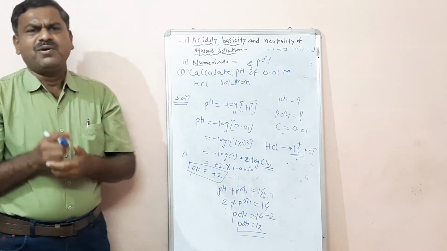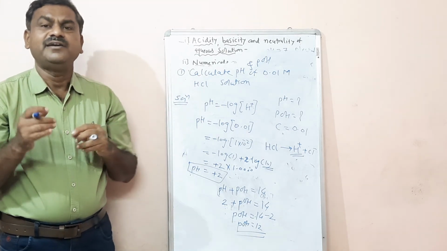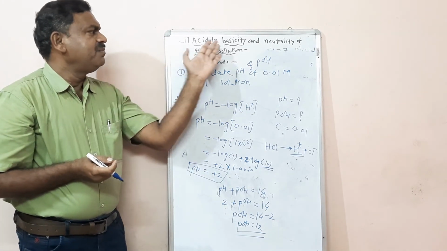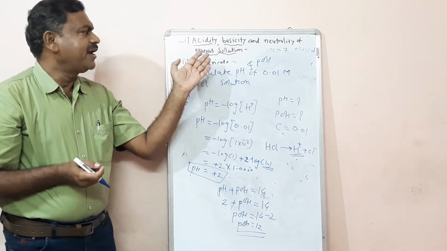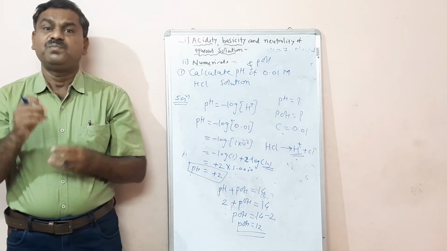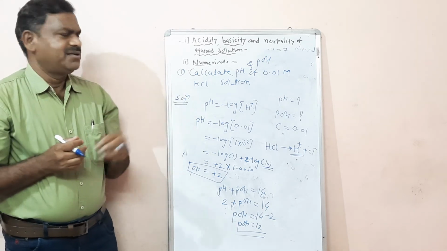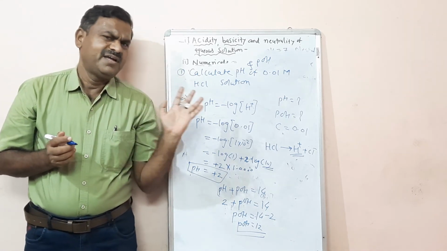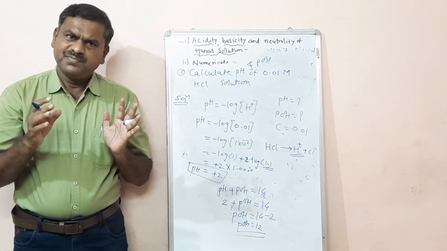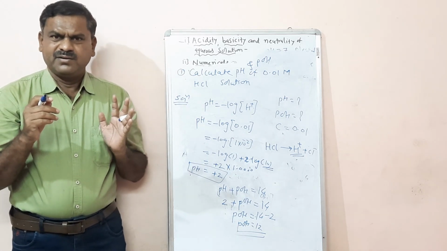Okay, now this is about the numerical based on pH and pOH. This covers the acidity, basicity, neutrality of aqueous solution and the numericals on pH and pOH. If there is any difficulty about these numericals or any previous points, then ask anytime. Okay, students.